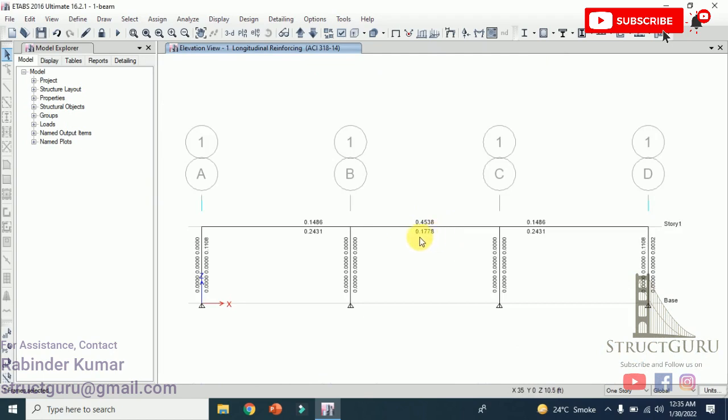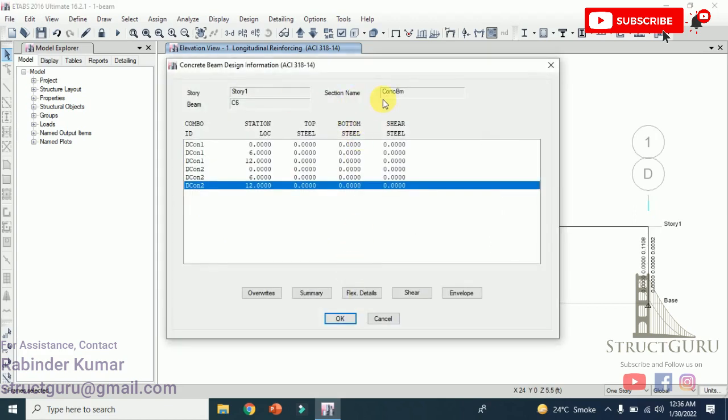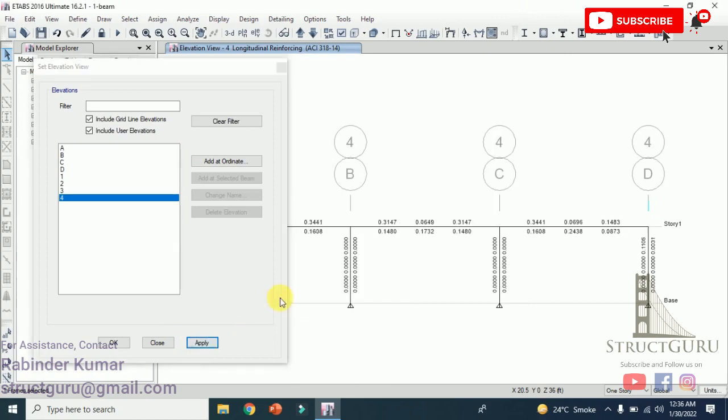For the beam, as you can see, it is giving us 0.1778 at the mid, and for the left-hand side we are getting 0.24. And for top steel it is 0.45 for the mid span and 0.14 for the end spans. Similarly, for columns we are getting the reinforcement at 0.00, so maybe we have placed some wrong columns. Yes, instead of columns we have put the details of beams, so we need to revise it if we want. Go to elevation 4.